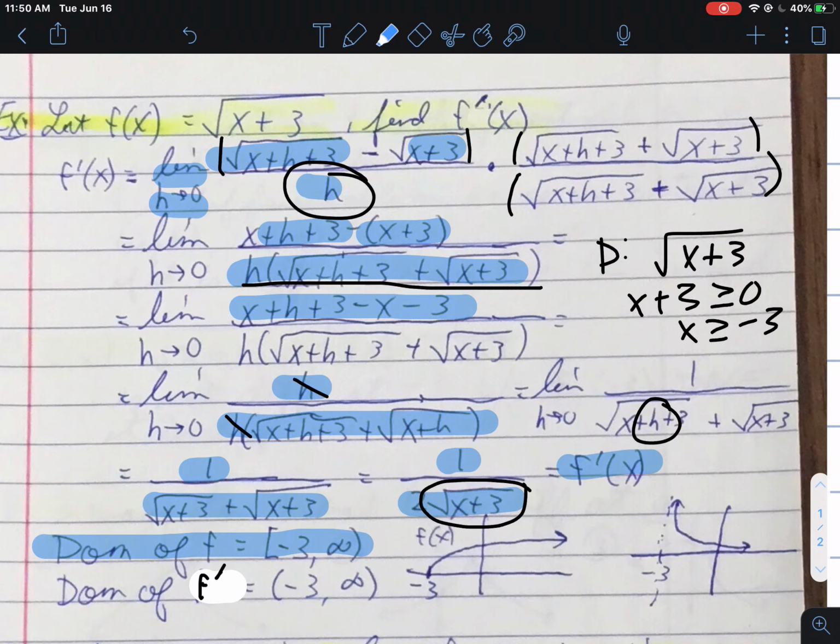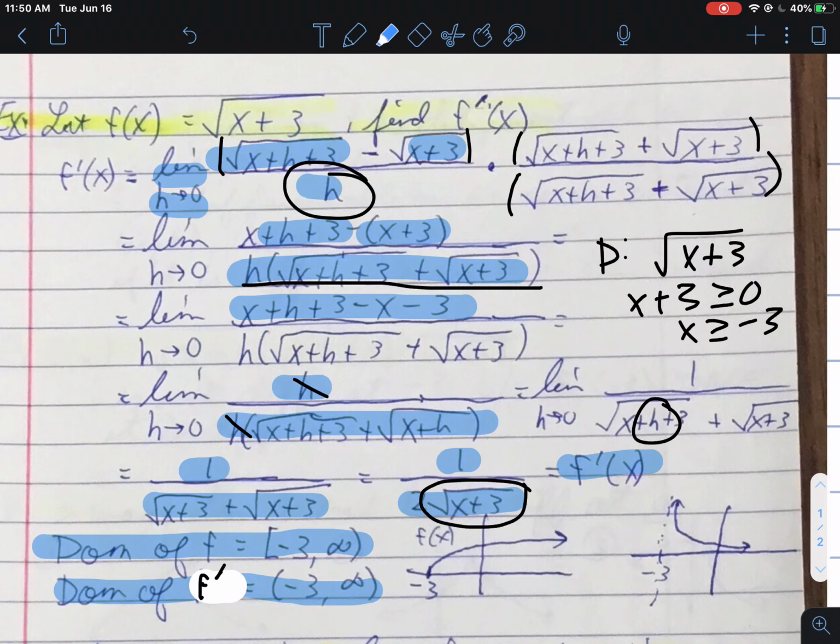So this is a simple example of a function where the domain of the derivative and the domain of the function are not exactly the same. And in this case, I also wanted to remind you about the radicals and the fractions domain issues with all of those. And look at the graphs of those two functions.